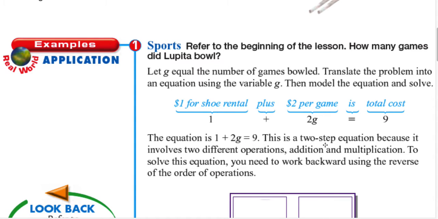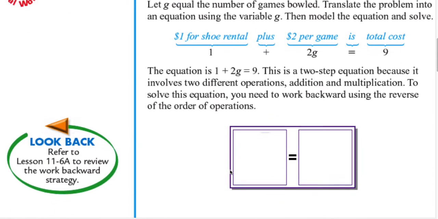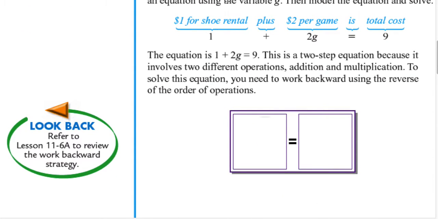This is what we call a two-step equation because it involves two different operations, addition and multiplication, or basically two steps to solve this equation. To solve this equation, you need to work backward using the reverse of the order of operations. So let's take a look at the reverse of the order of operations.